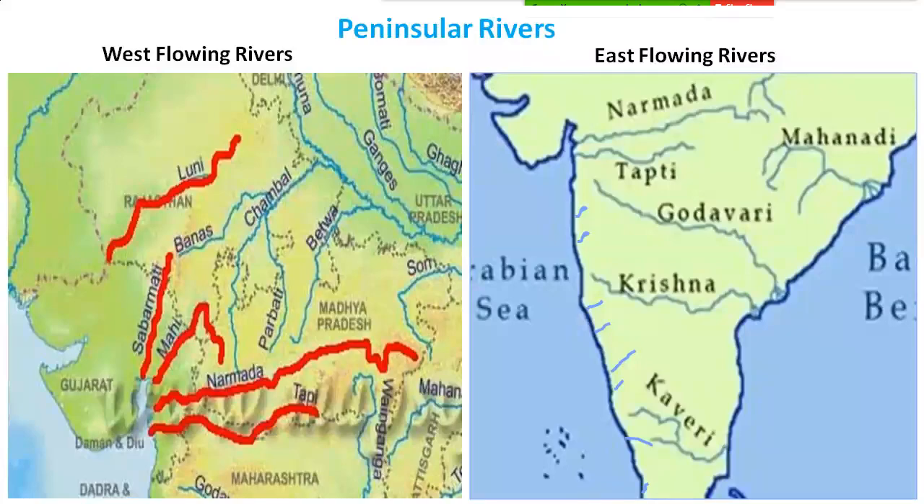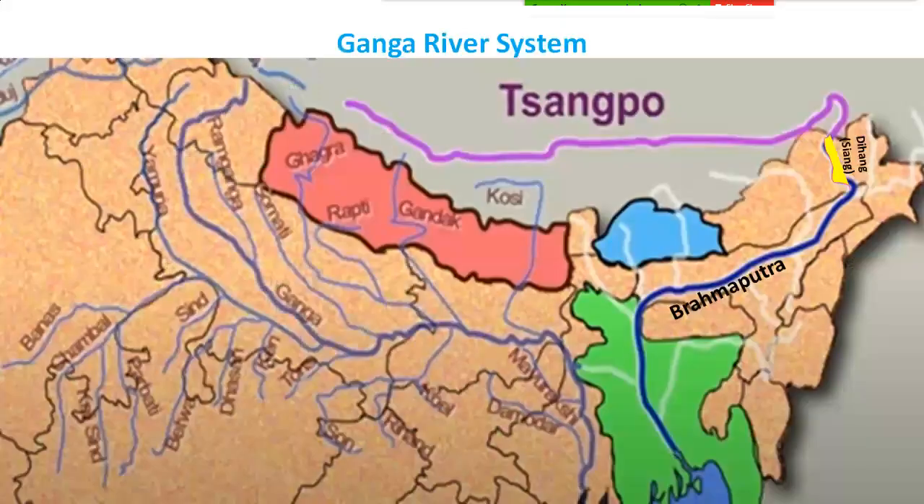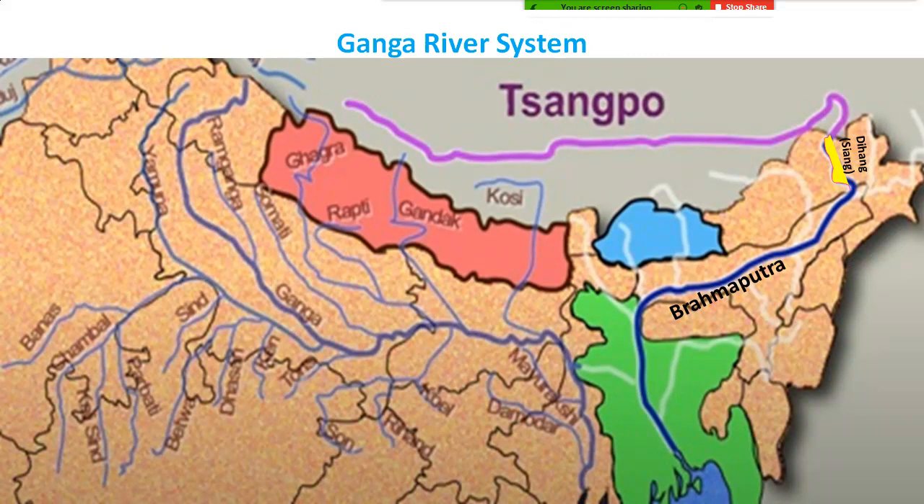Besides these, you also have a number of tributaries from the peninsular region flowing into the Ganga, that is from the south, flowing into the river Ganga, like the rivers Chambal, Ken, Betwa, Son, and a very big river, the river Damodar.